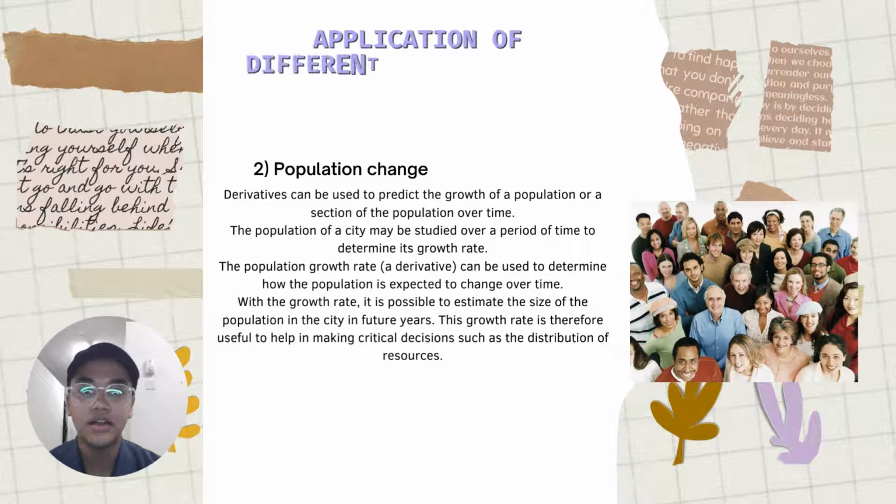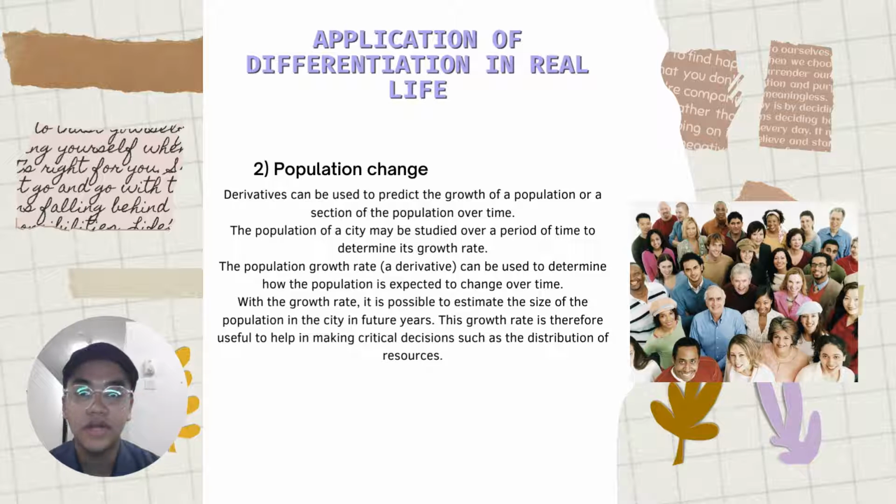Application of differentiation in real life. Number 2, population change. Derivatives can be used to predict the growth of a population or a section of a population over time. The population of a city may be studied over a period of time to determine its growth rate. The population growth rate, a derivative, can be used to determine how the population is expected to change over time. With the growth rate, it is possible to estimate the size of the population in the city in future years. This growth rate is therefore useful to help in making critical decisions such as the distribution of resources.